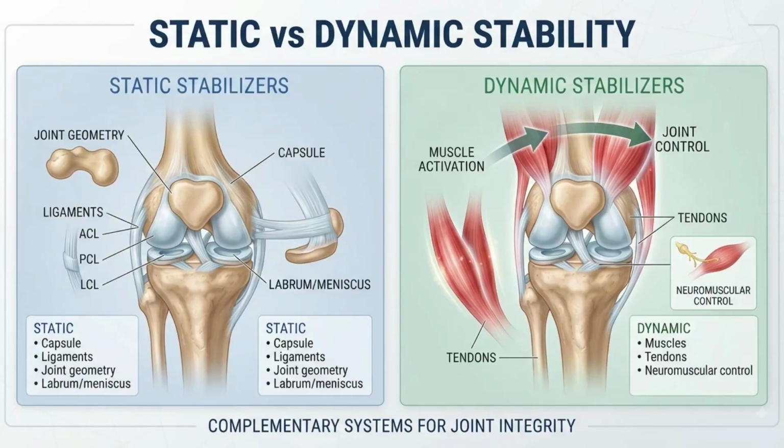Dynamic stabilizers are primarily the muscles and their tendons. Unlike passive structures, muscles can actively adjust their force during movement. They help control joint position, respond to external loads, and maintain alignment. This is why muscular strength and neuromuscular control are important. Components of functional joint stability.